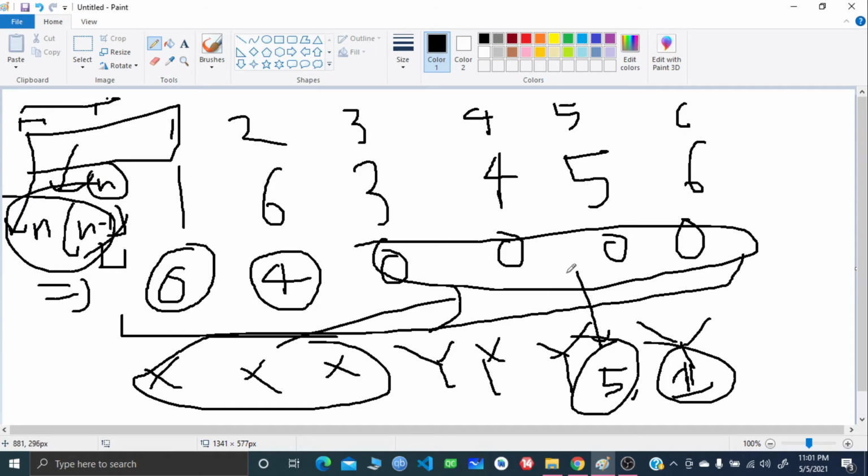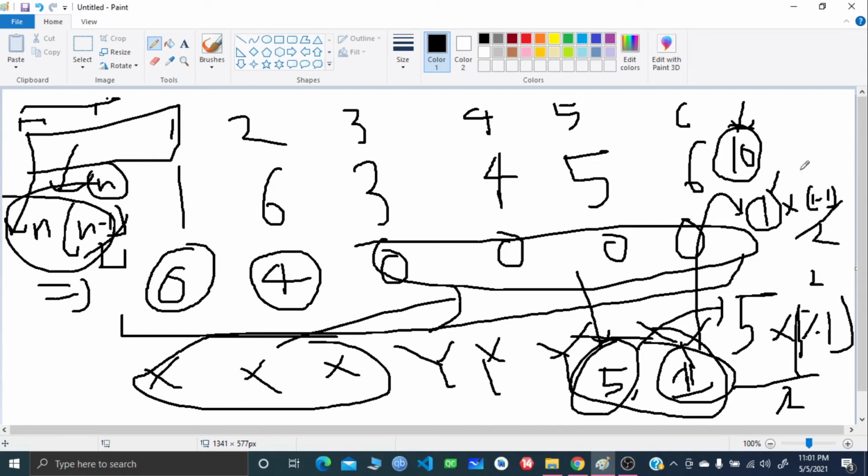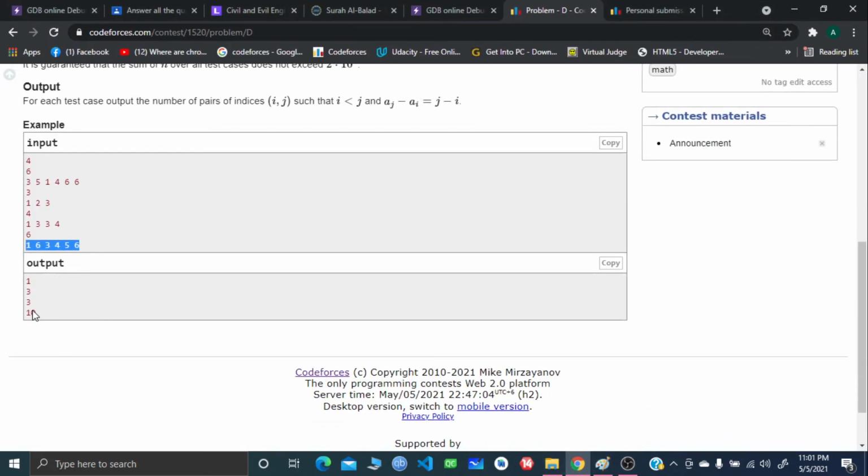Now for this case, I've got one group of 5 members, so 5 times 5 minus 1 divided by 2 gives me 10 possible pairs. For the second group, which consists of only one member, it's going to be 1 times 1 minus 1 divided by 2, which is 0. It's obvious, because there won't be any pair; the group size is just 1, not greater than 1. So finally, the answer would be 10. As you can see, the answer is 10.